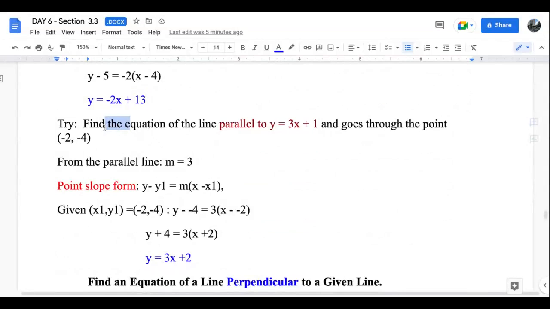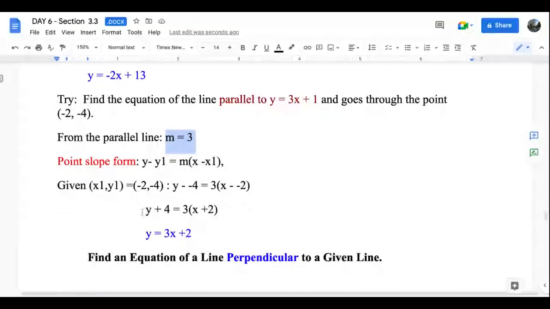Let's see this example. So this given line is parallel to the line we're looking for, and the line we're looking for passes through the point -2 and -4. So we're going to use the point-slope formula for this. But where do we get the slope? We get it from its parallel line. Parallel lines have the same slope, so m equals 3. Then we plug into the formula. We'll get y minus y1, which is y minus -4, which is y plus 4, equals 3 times x minus x1, which is x minus -2, becomes x plus 2.